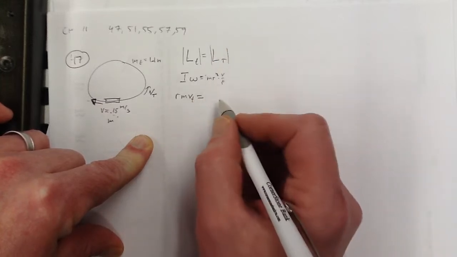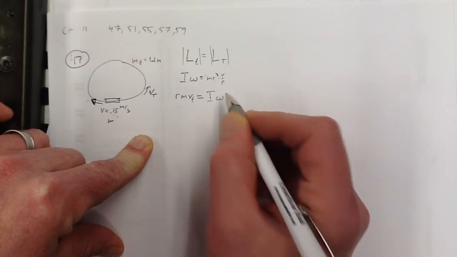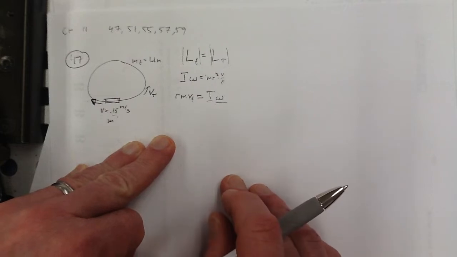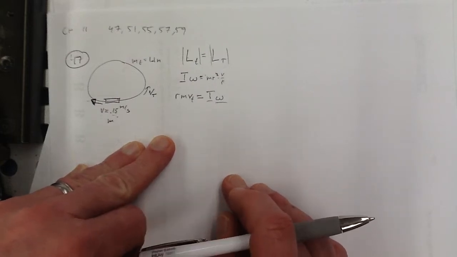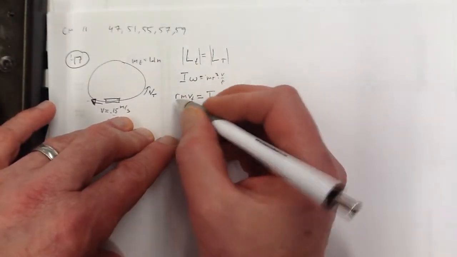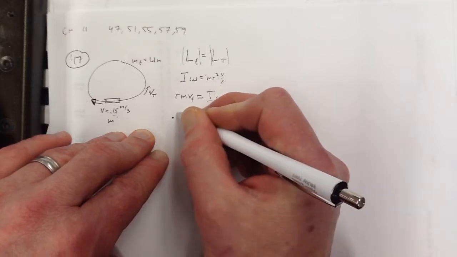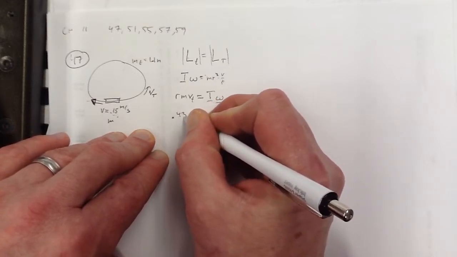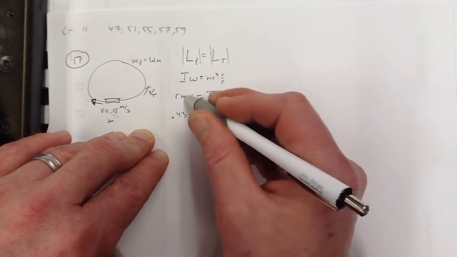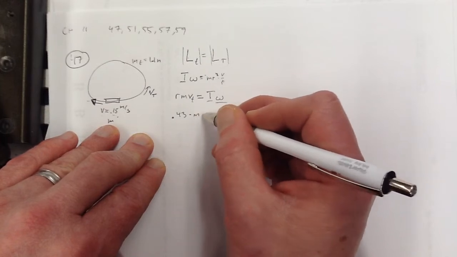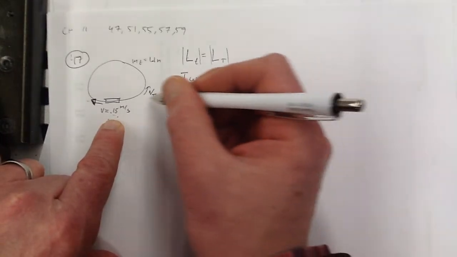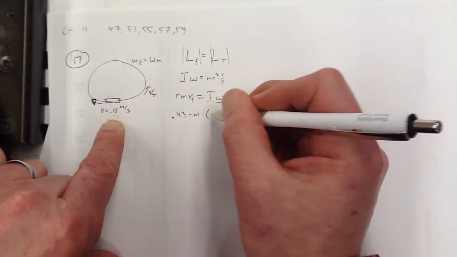That would be equal to the I omega of the track. And I think this is what we're looking for, right? What's the angular velocity of the track? All right. So let's just fill in some of the details here. The radius of this is 0.43. The mass of the train is just m. The velocity of the train relative to the world is 0.15 minus v_T.